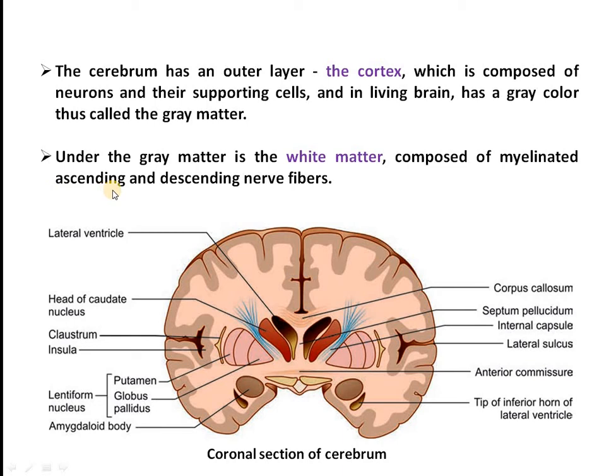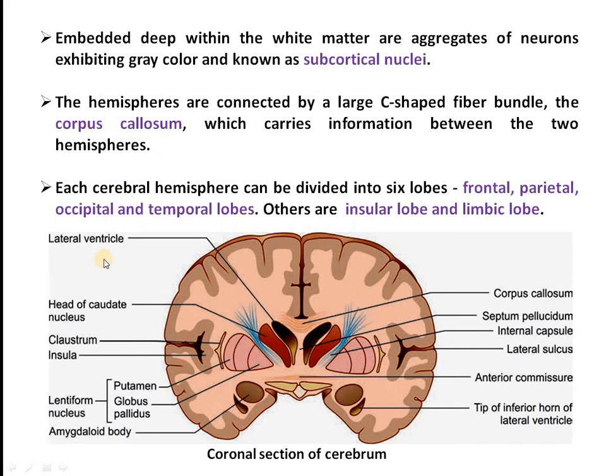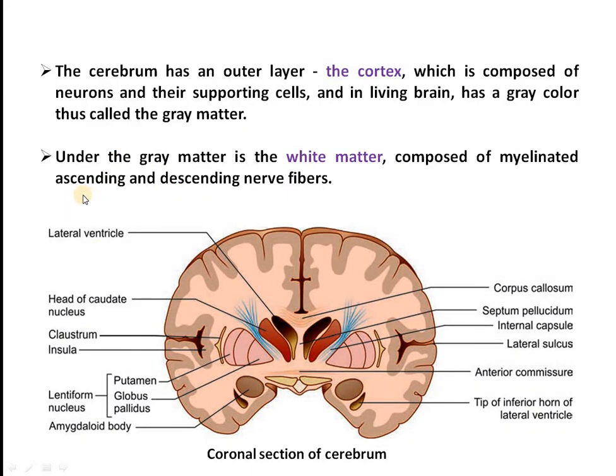Generally, the ascending nerve fibers are responsible for collecting information from the different parts of the body towards the brain, and the descending nerve fibers are responsible for carrying information away from the central nervous system towards the different effector organs of our body. Other than the ascending and descending nerve fibers, other fibers and neuronal structures are responsible for connecting the different parts of the brain so that they can communicate with each other.